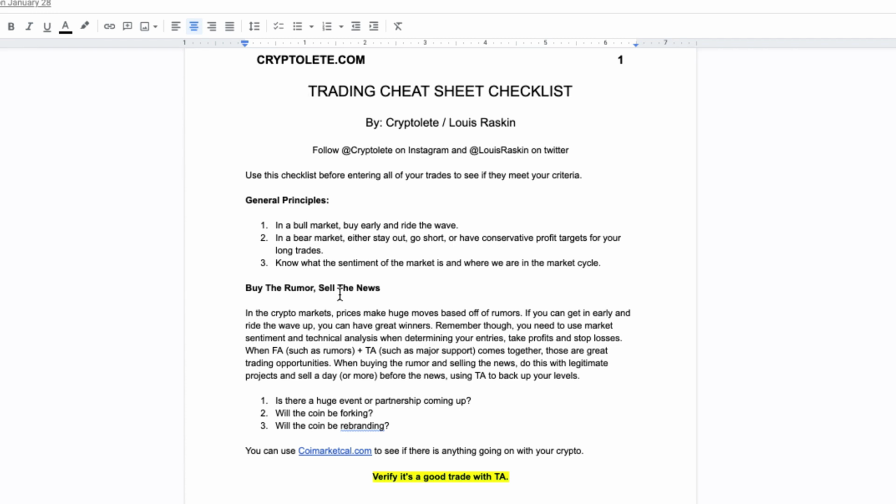So it starts off with some general principles, right? General principle number one is that in a bull market, you buy early and you ride the wave. This is really, really important because I remember back in, I think it was October or November of 2020, I was basically like, hey, look, we're starting this bull market, so just buy everything and don't have any stop losses anymore, because that was in the very beginning, right? You buy early and you ride the wave during a bull market, right when the bull market starts.